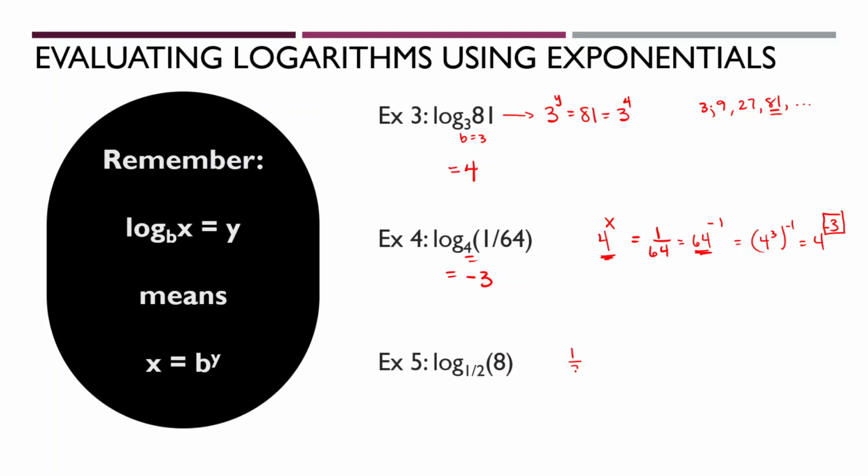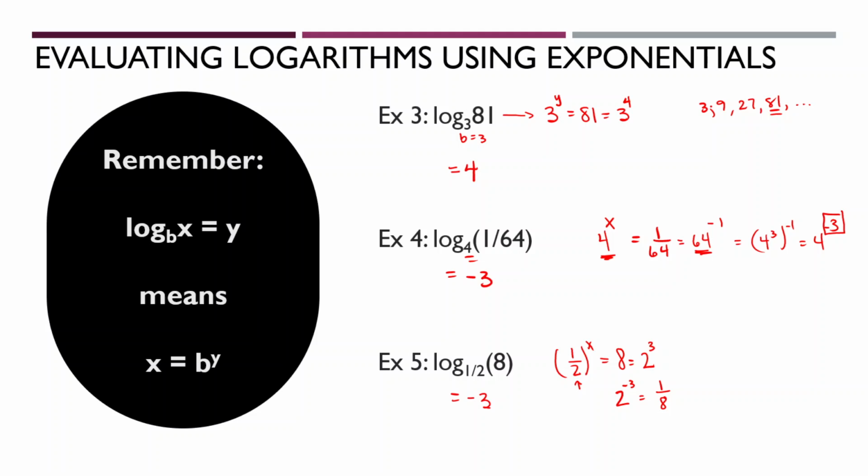Okay, in example 5, I have 1/2 as my base, and it equals 8. Well, 8 would be 2 cubed. But how do I get the 2 into the denominator? Well, I simply make it flip over. So 2 to the -3 would equal 1/8, right? It just flips over. So what this log ends up being is a -3.